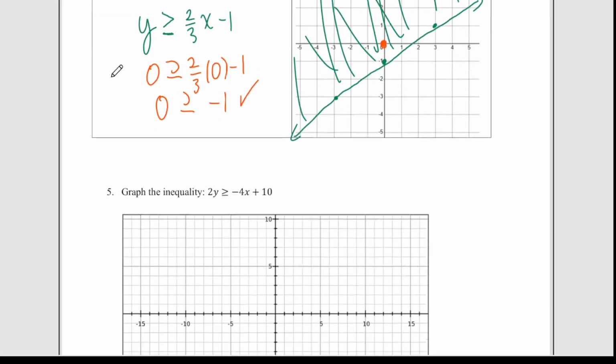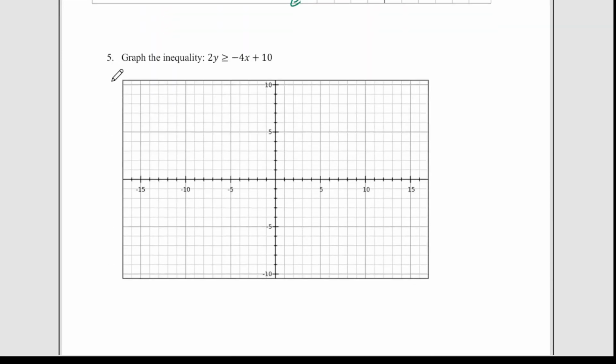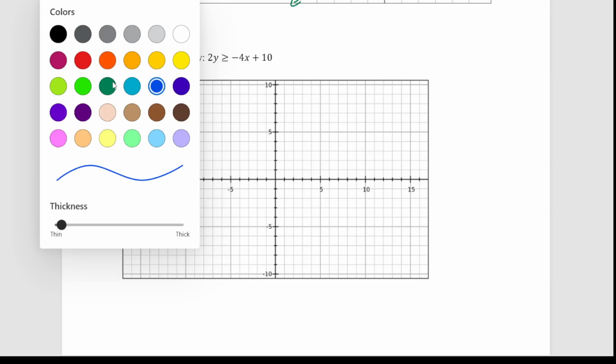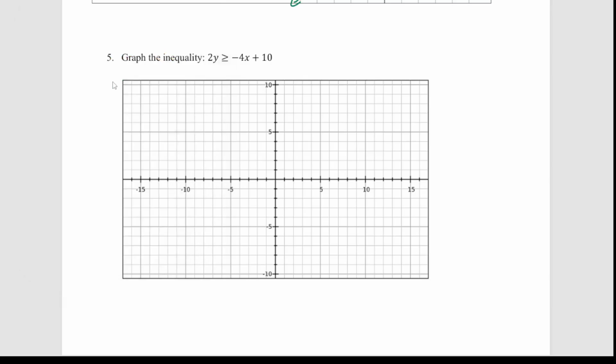We're good to go. For this last one, it definitely requires a little bit of rearranging, but let's go ahead and do that. So if we have 2y is greater than or equal to -4x plus 10, we're going to go ahead and divide all 3 terms by 2 in order to get y by itself. So then we get y is greater than or equal to -2x plus 5.